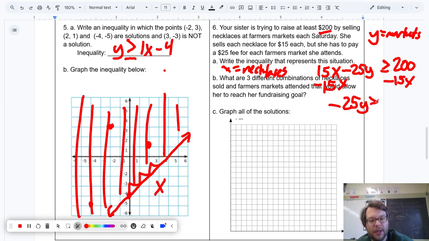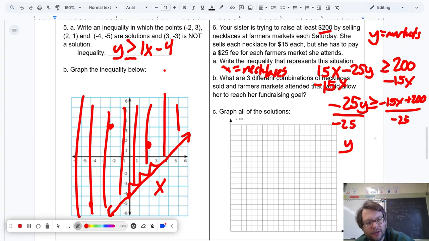So if I want this problem to be in mx plus b format, I'm going to get the y by itself. I get the y by itself by getting rid of 15x. Then I divide both sides of the problem by -25 to get y by itself. 15 over 25, you can use a calculator if you want, or you can see that it's 3 times 5 and 5 times 5, so it's 3/5. So you can write 3/5, or if you grabbed a calculator, you could say it's 0.6. And then 25 goes into 200 8 times. Because I divided by a negative, I switched the direction of the inequality.